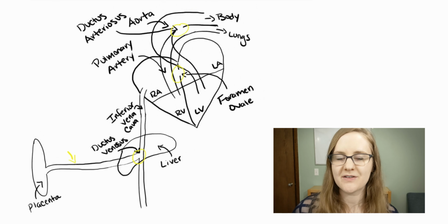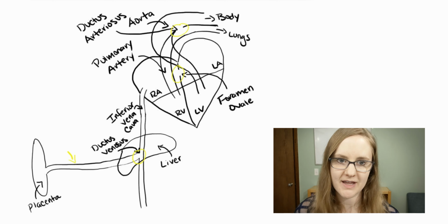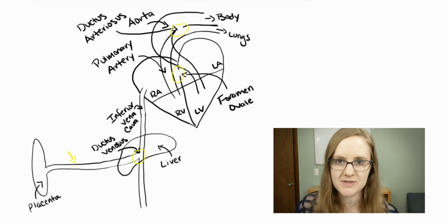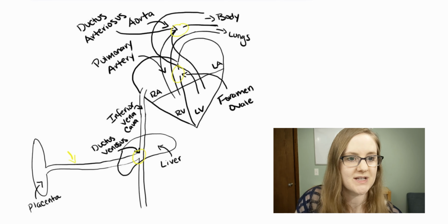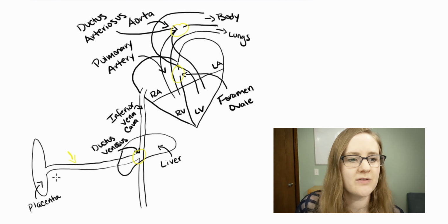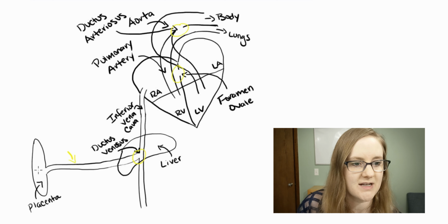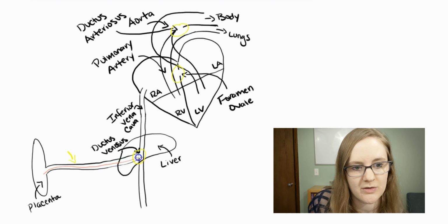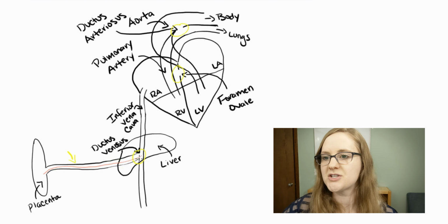So those are the 3 key differences that you need to know about fetal circulation: the ductus arteriosus, the foramen ovale, and the ductus venosus. So let's draw this out so we can see what it looks like. The pathway of blood flow will start here in the placenta right here, and then the blood will move through the umbilical vein, and that's oxygenated blood.